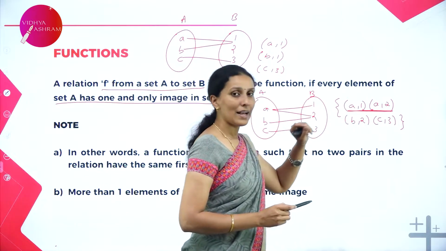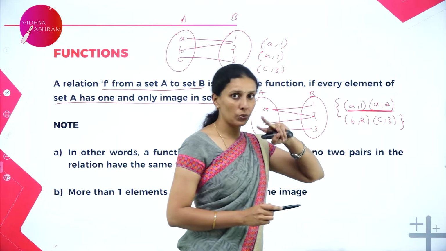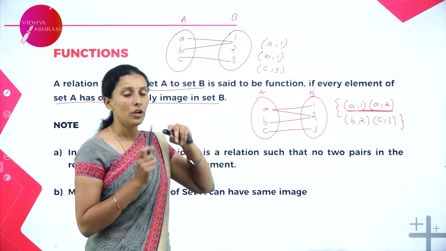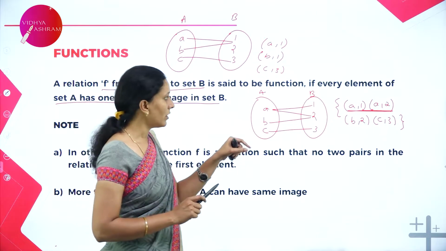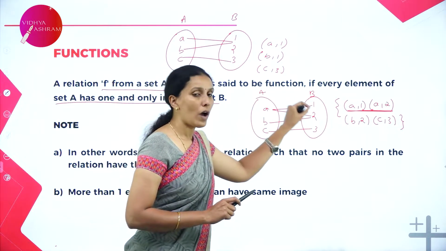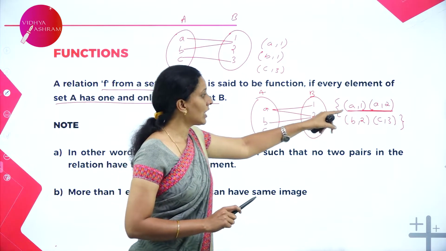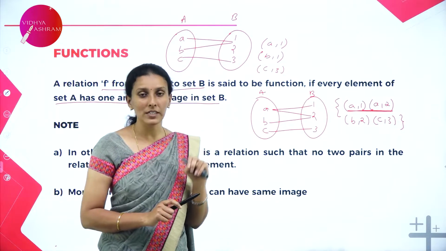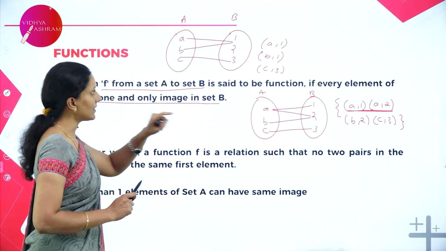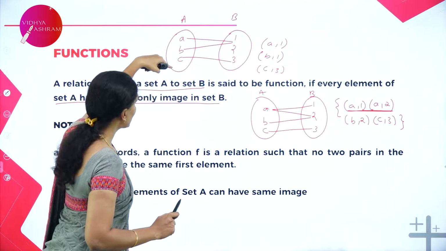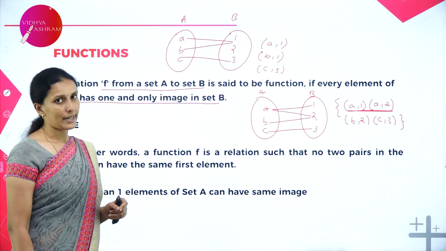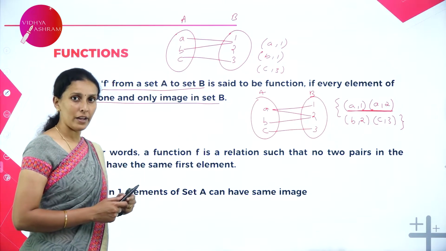a has 1 as an image and a also has 2 as an image, which is not the definition of a function. So for a relation to be a function, every element in the first set should have only one image in the second set. But here a has two different images and this is a non-example for a function. Whereas here you can clearly see all the elements in the first set are in relation with only one image in the second set. Hence this is an example for a function.